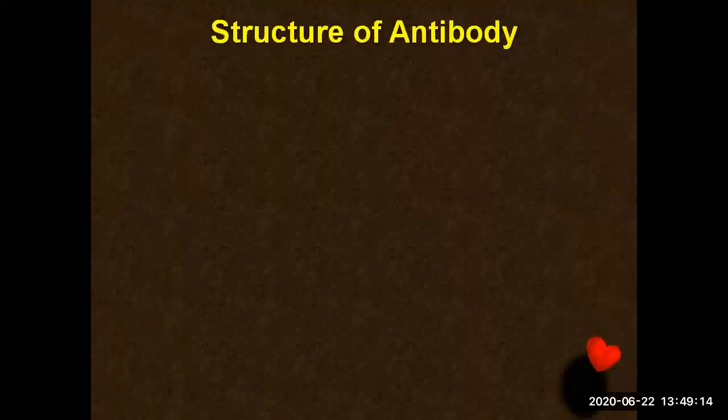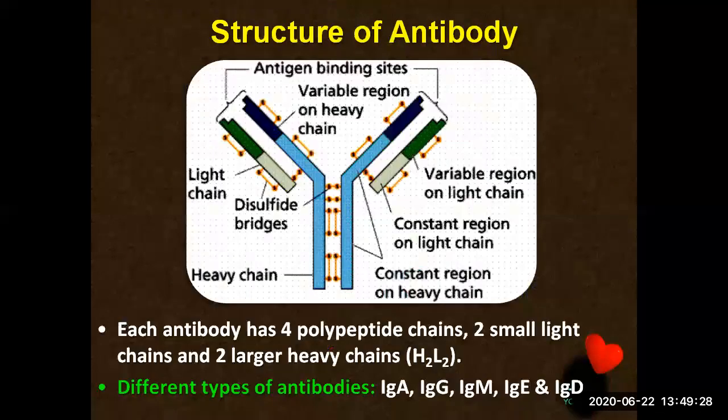The structure of an antibody. Each antibody has 4 polypeptide chains. A very important area to get in the form of a question. The 2 small light chains and 2 larger heavy chains. What do you say? H2, L2. Light chain, heavy chain. Then different types of antibodies are present here, like IgA, IgG, IgM, IgE and IgD.